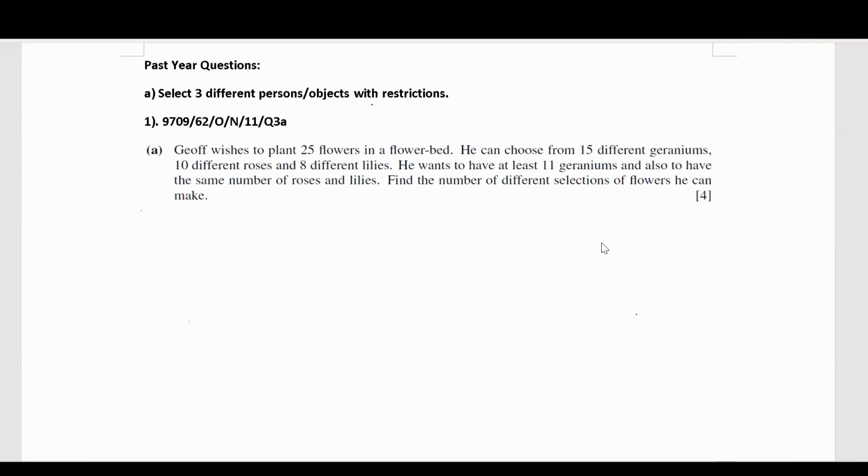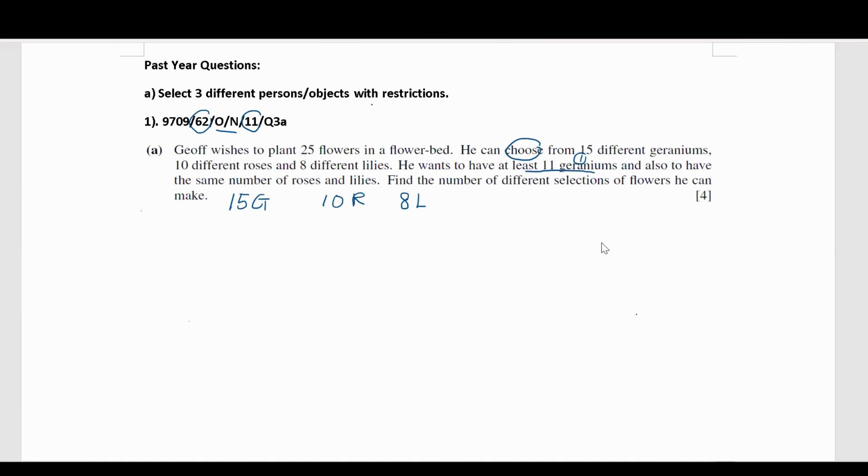Let's see this question, October-November 2011, variant 6.2. Geoff wishes to plant 25 flowers in a flower bed. He can choose, see the keyword, from 15 different geraniums, 10 different roses, and 8 different lilies. He wants to have at least 11 geraniums. So this is the restriction given.